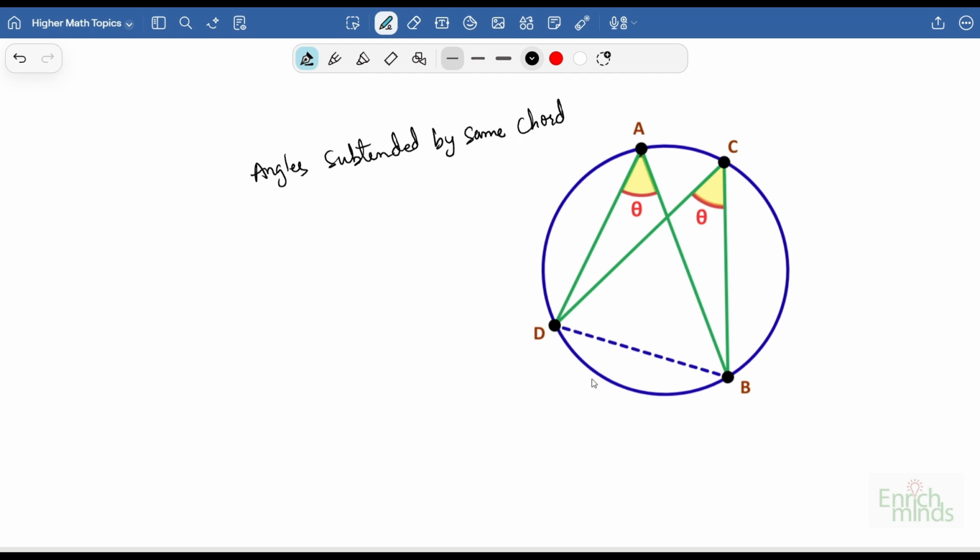Or I can say the arc, the arc DB. So I can use chord or arc here interchangeably. And the angles they are subtending must touch the circumference of the circle. So both angles, to be more precise, both angles must be on the circumference. Then these 2 angles are of the same size. So for this property to hold true, they must satisfy these 2 conditions: the angles must be subtended by the same arc or same chord, and both angles must be on the circumference of the circle.